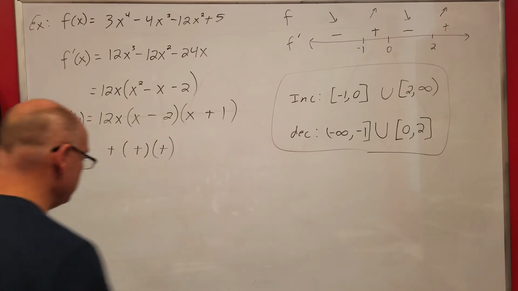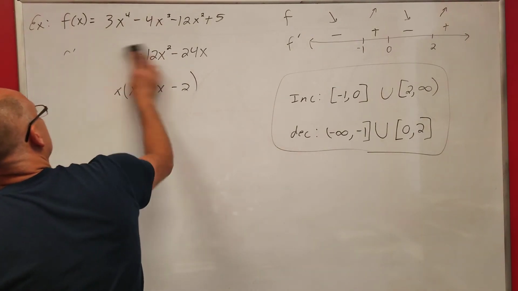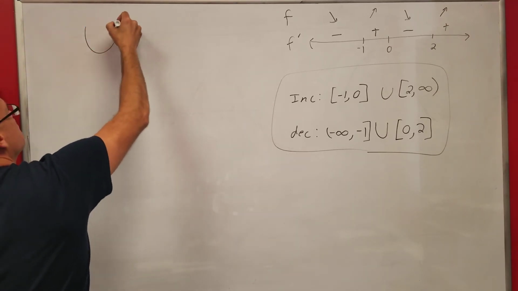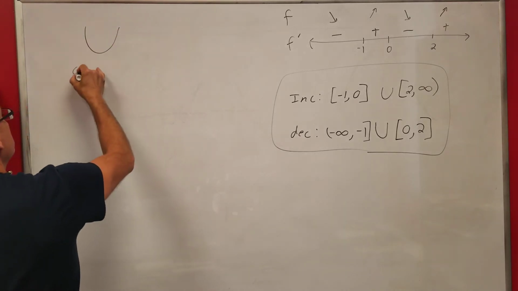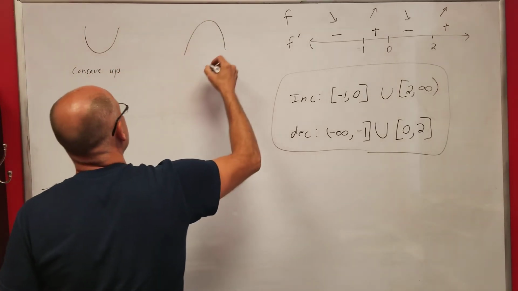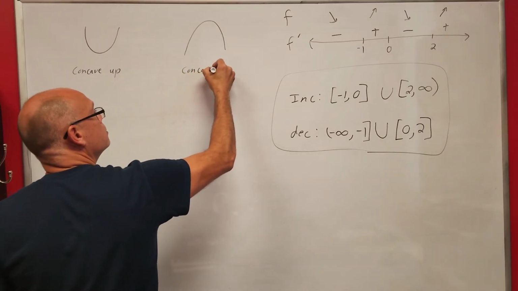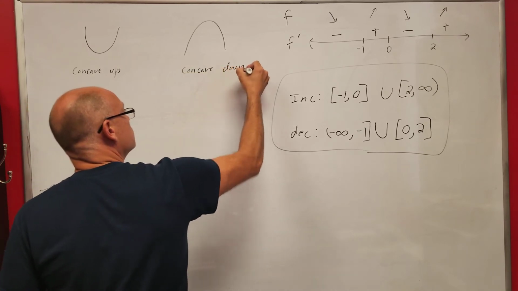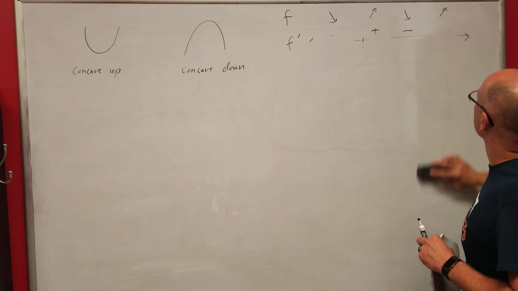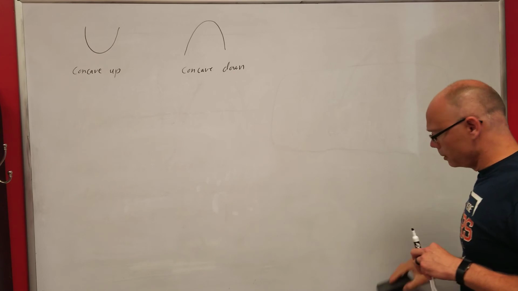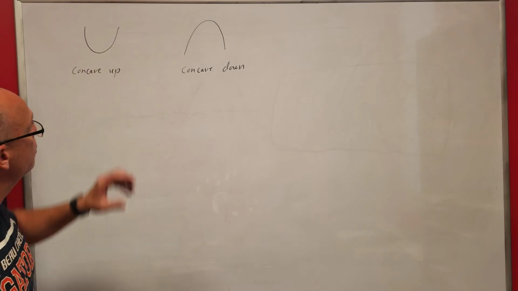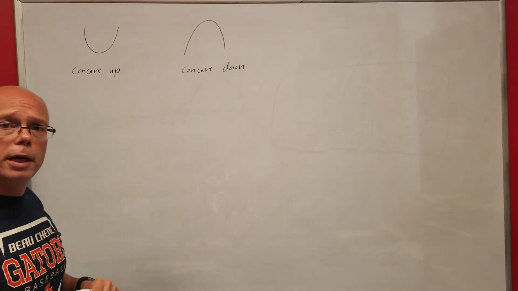Concavities next. Concavity. All right, so let's look at some curves. I would say this curve right here is concave up. I would say this curve right here is concave down. So concave up, concave down. Now, roughly speaking, we say my curve holds water if it's concave up, spills water if it's concave down.